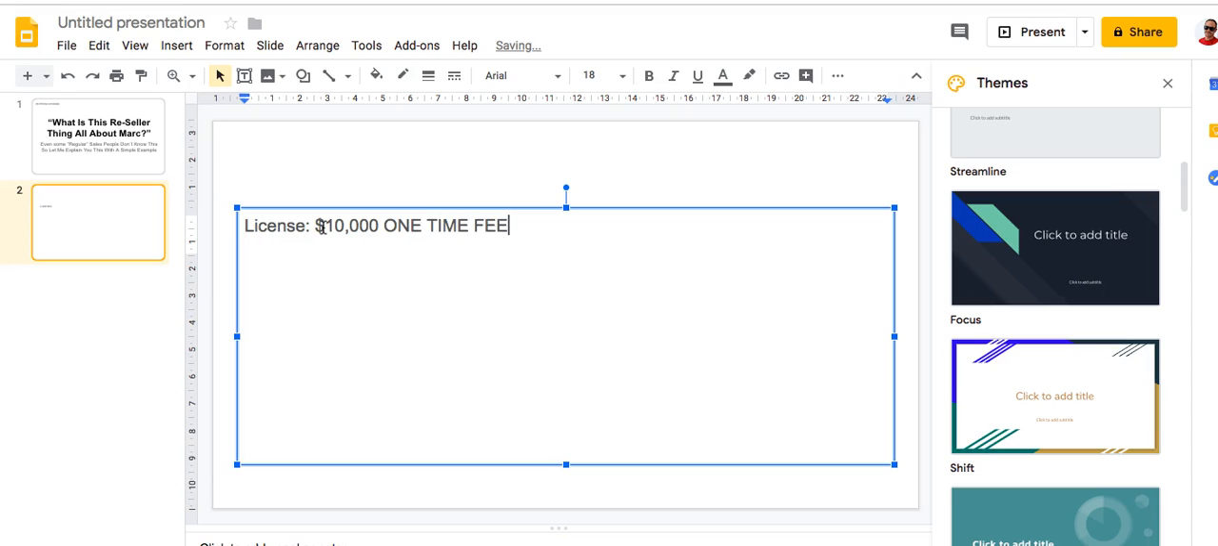One-time fee. As you see, there are many different models. Microsoft is using the annual fee. In this case, for this company, we are using the one-time fee. So you pay one time $10,000, and this allows you to resell the product in the name of the company. That's actually the core deal.